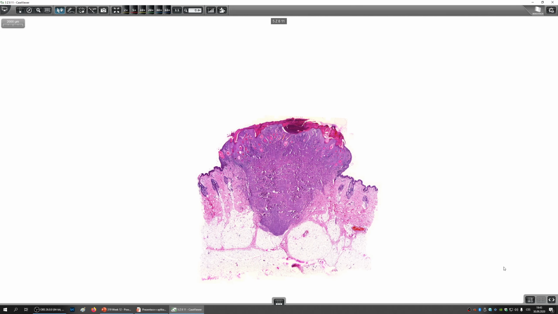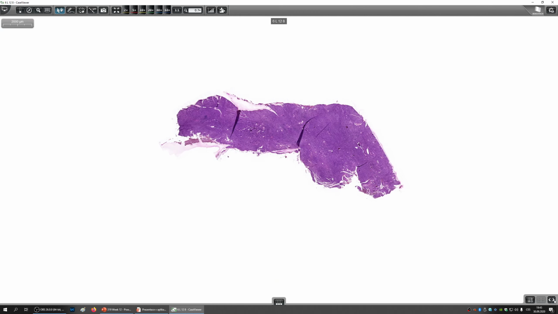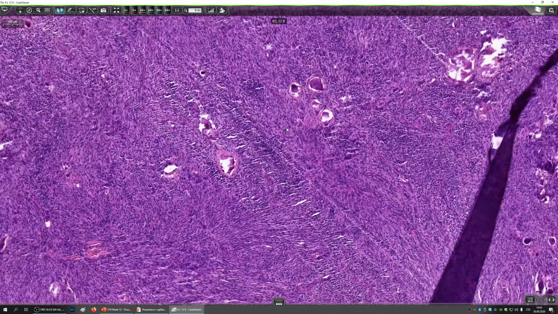And it's almost always benign. There are some cases of atypical and anaplastic meningioma, but those are rare. So most meningiomas are expected to be benign. Let's check it out. So most meningiomas are made of spindle cells.